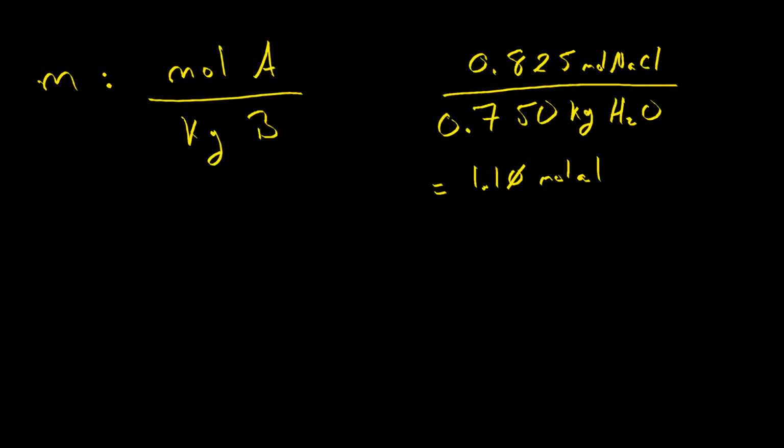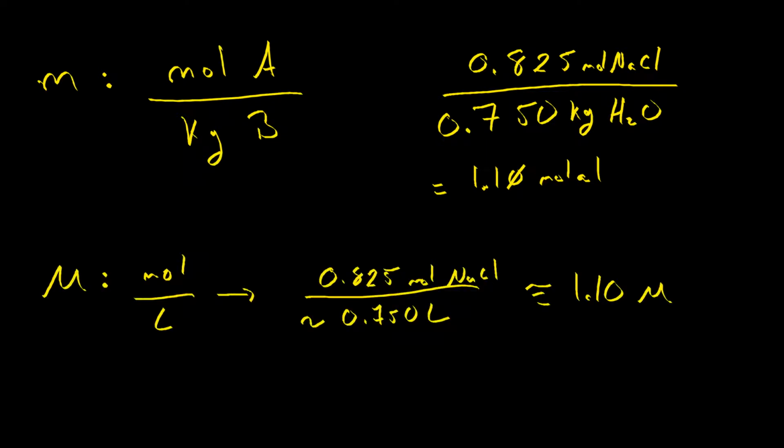Now, molarity is always going to be very, very close to molality, because molarity is moles of solute divided by liters of solution. And so for that same solution, you'll have 0.825 moles of sodium chloride divided by almost 750 mils. It's not going to be exactly 750 mils. It's going to be very close. And so you're going to have a molarity of about 1.10 molar. Not quite, almost, a little bit less.